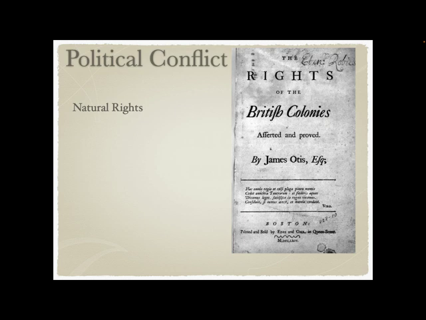James Otis, one of the early colonists who begin to challenge some of the rules and laws and authority of the British, starts to use these ideas of natural rights. Maybe one of the more famous founding fathers you're aware of would be Thomas Jefferson, the author of eventually the Declaration of Independence, and he uses a lot of those ideas of natural rights. I mentioned them: life, liberty, pursuit of happiness. Those phrases are found right in our Declaration of Independence.